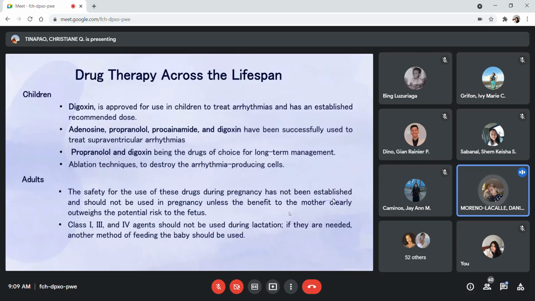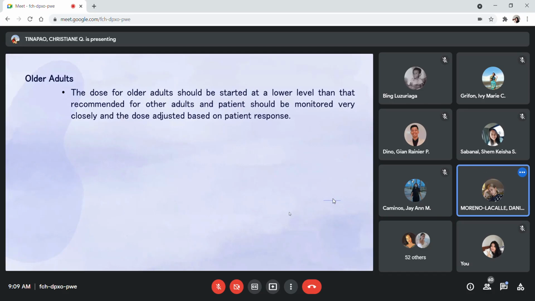So this is the drug therapy across the lifespan. So let's just skip this, so we can proceed to the discussion on drugs. Next slide, please. Next slide.